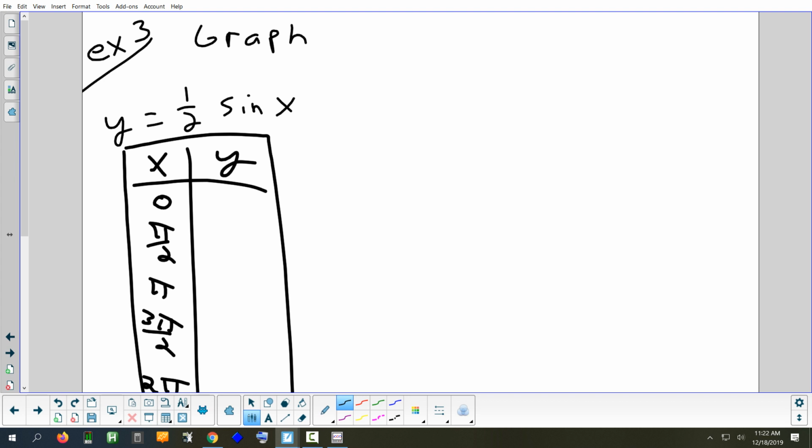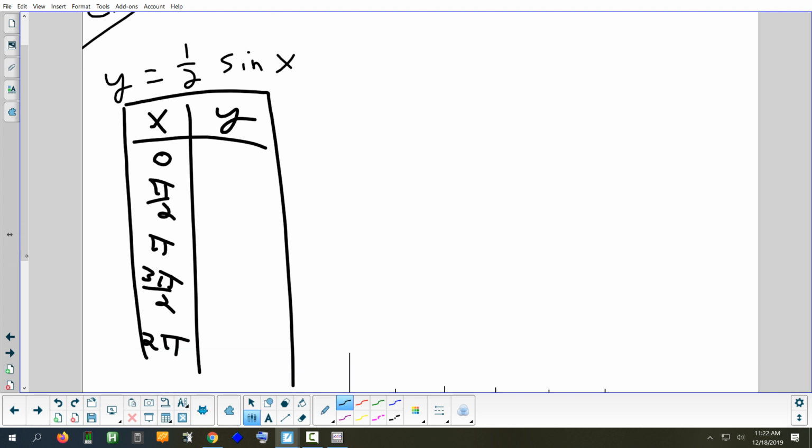Caleb, what are my original y values for sine? Zero, 1, 0, -1, 0. Yep, 0, 1, 0, -1, 0. And Emily, what am I going to do to all those values? Multiplying by 1/2. So 0, half, 0, -1/2, 0. But you can do 0.5, that's fine too.